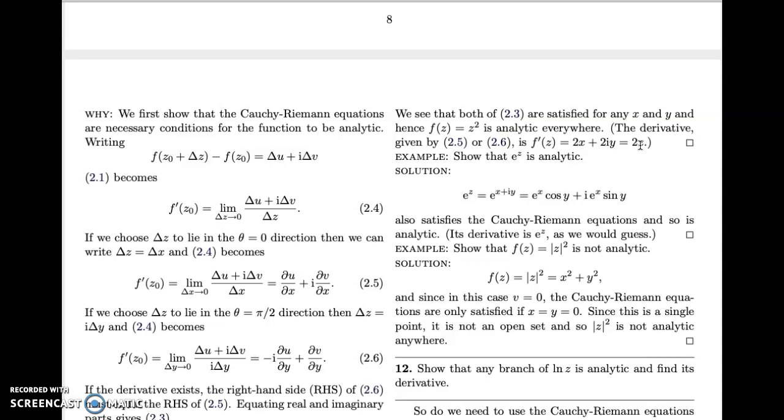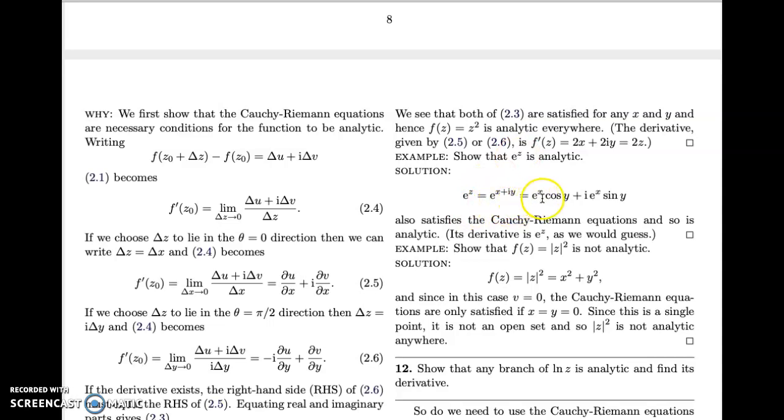Right, next example. We could show it another way. So it should be equal to this. Well, okay, it's obvious it's equal to this because these give us the Cauchy-Riemann. We don't need to show that again. Okay, next example. Show that e to the z is analytic. So again, we do the same sort of thing. We write z as x plus iy.